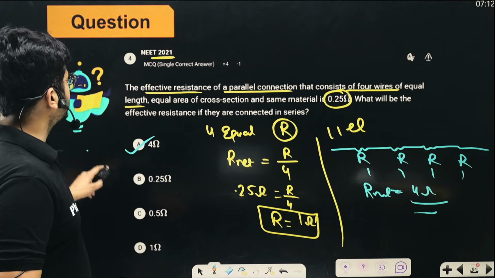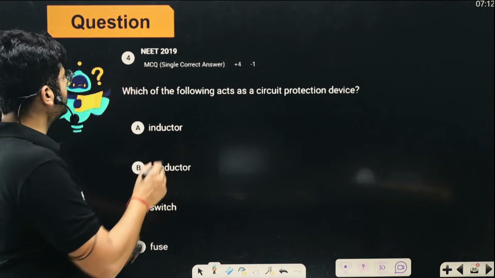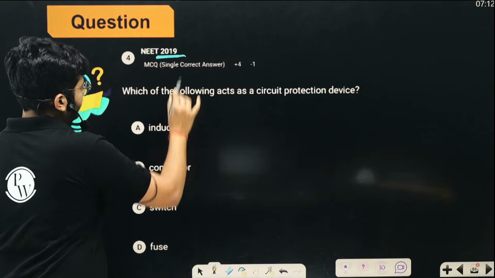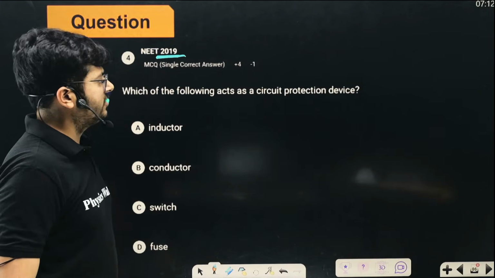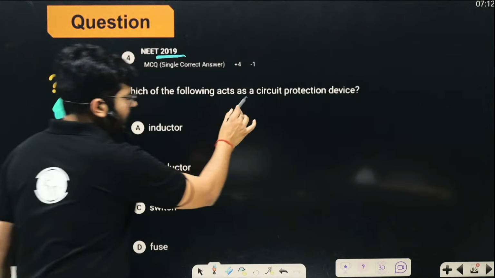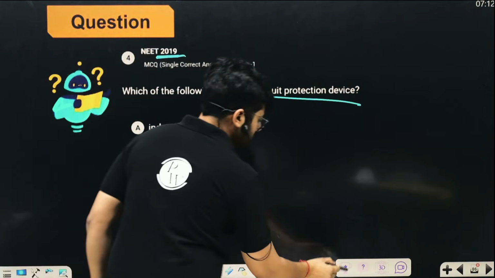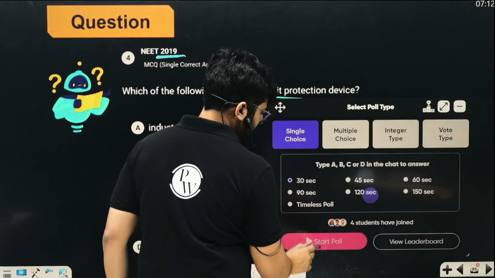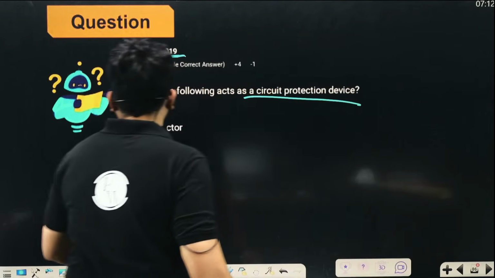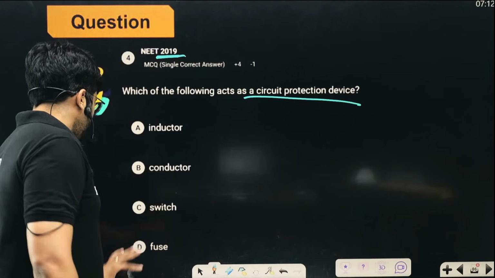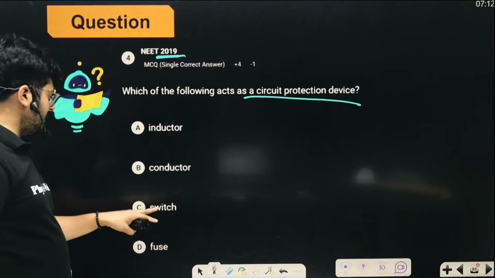Now let's move on and talk about the next one. This question was asked in NEET 2019. Which of the following acts as a circuit protection device? Answer it directly in 30 seconds. Inductor, conductor, switch or fuse.